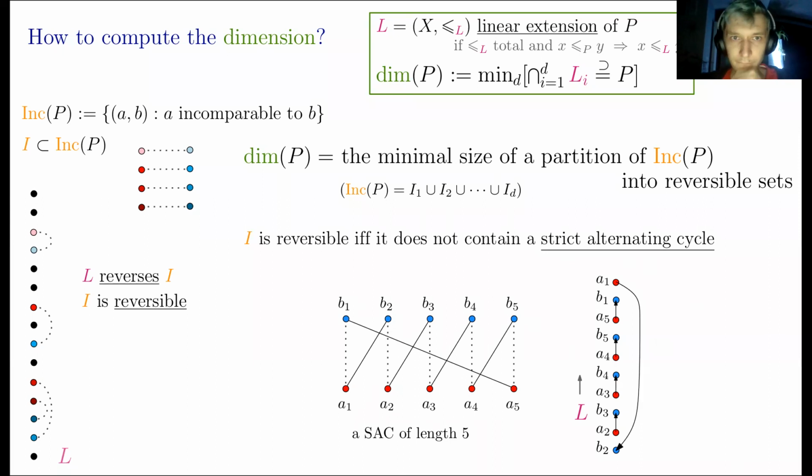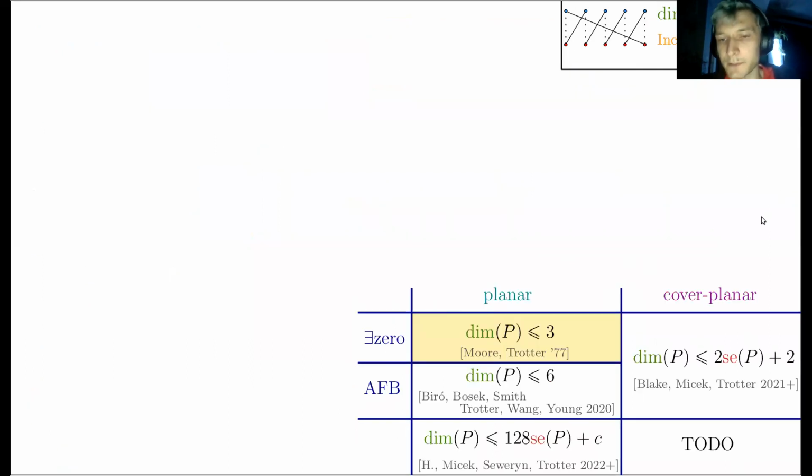Okay, so this is about the practical approach to dimension, and we will use it a lot. So now let's move on to the proofs, and let me start with this simple thing about planar posets with 0. So I assume that the poset is planar, meaning it has a planar diagram, that it has a 0, and I want to prove that dimension is bounded by 3, and this is due to Trotter 77.